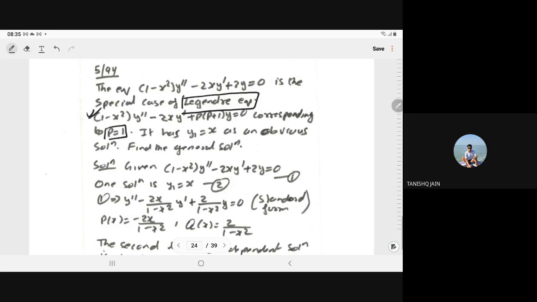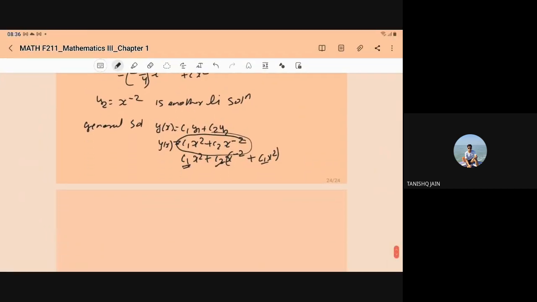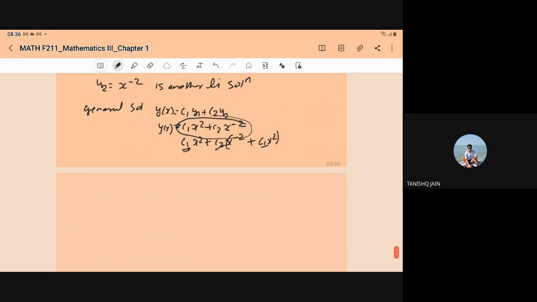This is the standard Legendre equation, 1 minus x square y double dash minus 2x y dash plus p into p plus 1 y is equal to 0, corresponding to p is equal to 1. It has y1 is equal to x as an obvious solution. Find the general solution. Means we have the given differential equation, one solution is known, and you have to determine the other solution. So when it is claimed that one solution is known, we need not check again. If they ask you to check, then it's okay. Otherwise, no need to check.